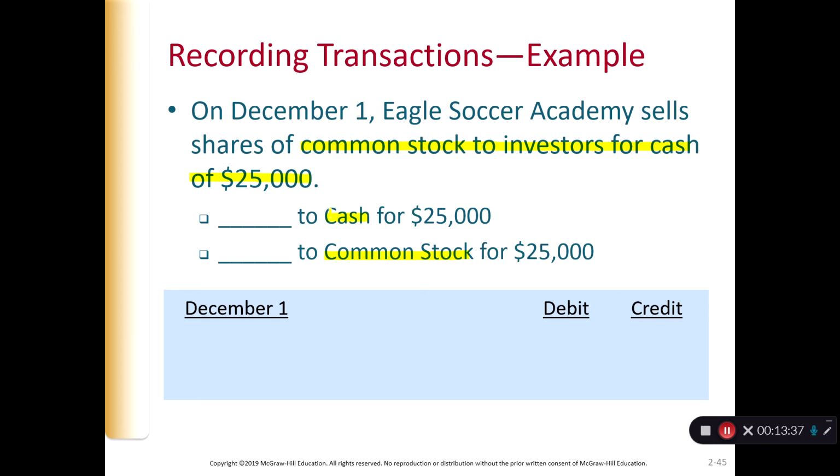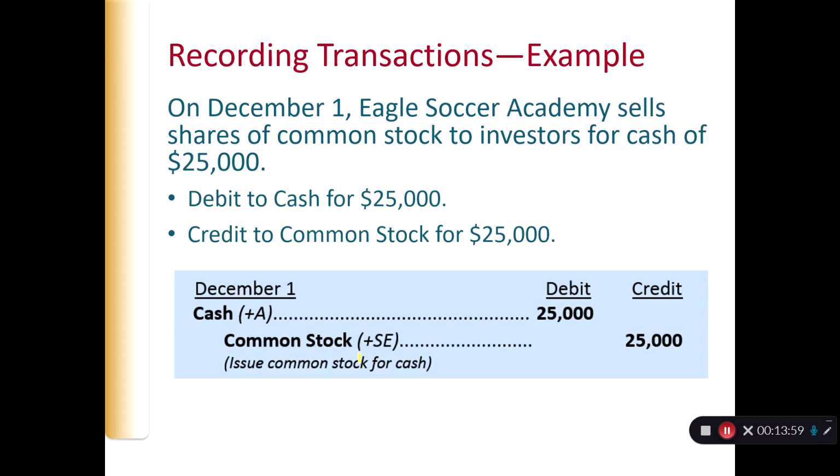So when we increase cash, remember DEA, we debit the increase, right? When we increase common stock, it's gonna be LOR. The common stock is owner's equity. We will credit the increase. So when we have a cash increase, we debit. And when we have common stock, which is SE, which stands for owner's equity, we credit it.